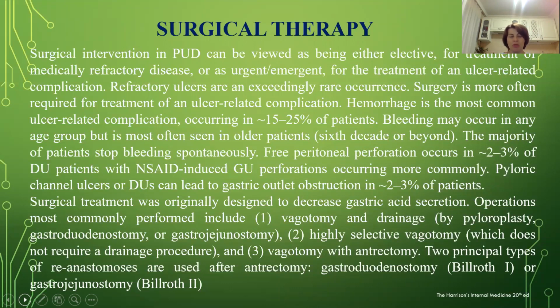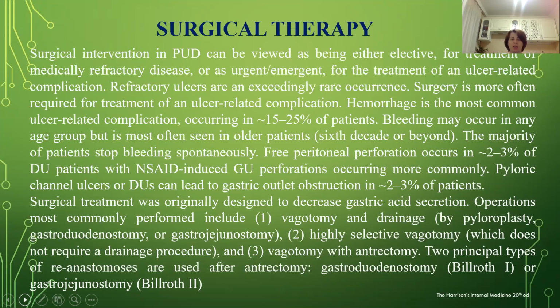Pyloric channel ulcers or duodenal ulcer can lead to gastric outlet obstruction in up to 3% of patients. Surgical treatment was originally designed to decrease gastric acid secretion. Operations more commonly performed include vagotomy or drainage.